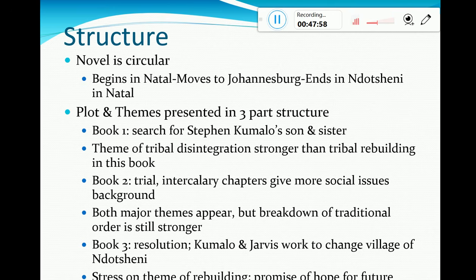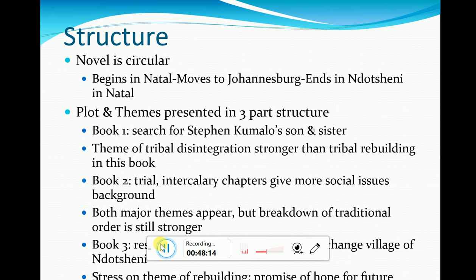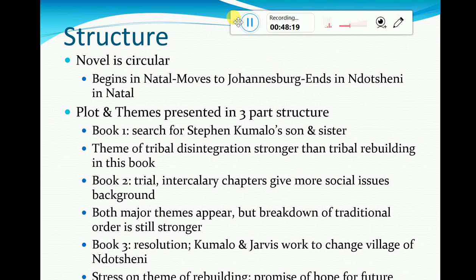And then book 3, that's where we see resolution and the theme of reconciliation, where Kumalo and Jarvis work together to change the life of Ndotsheni. Now, what is important to note, remember in the opening scene, the author opened the scene by describing the land, as I said in the beginning of the lesson, giving a vivid description to say that in the valley there, the land was desolate, the land was dry, the maize could not even grow to reach the height of a man, meaning that the people were subjected to poverty and the land cannot be used to farm as it was dry.